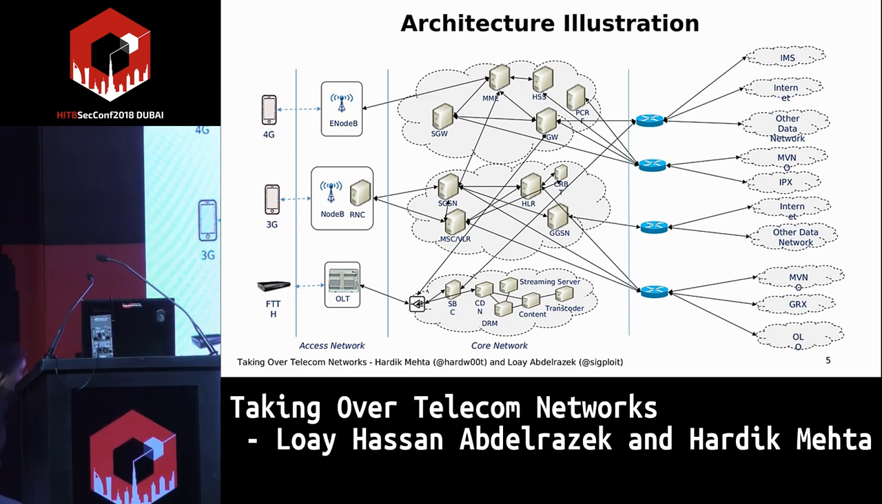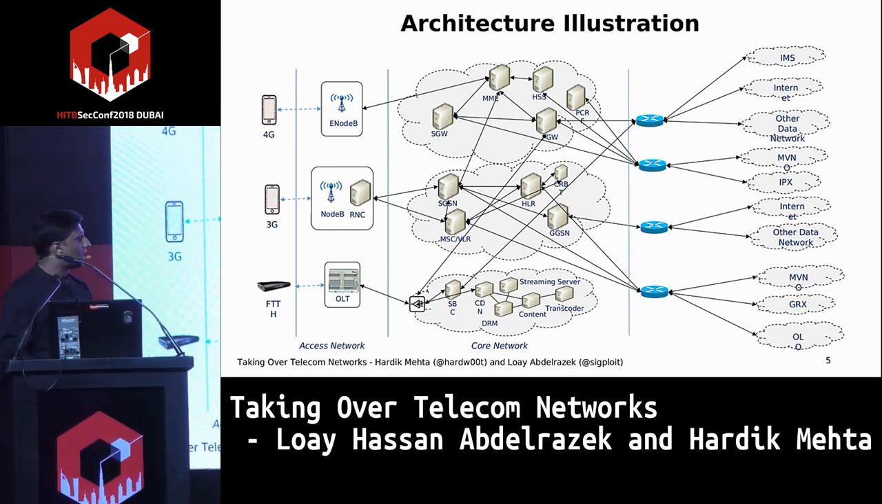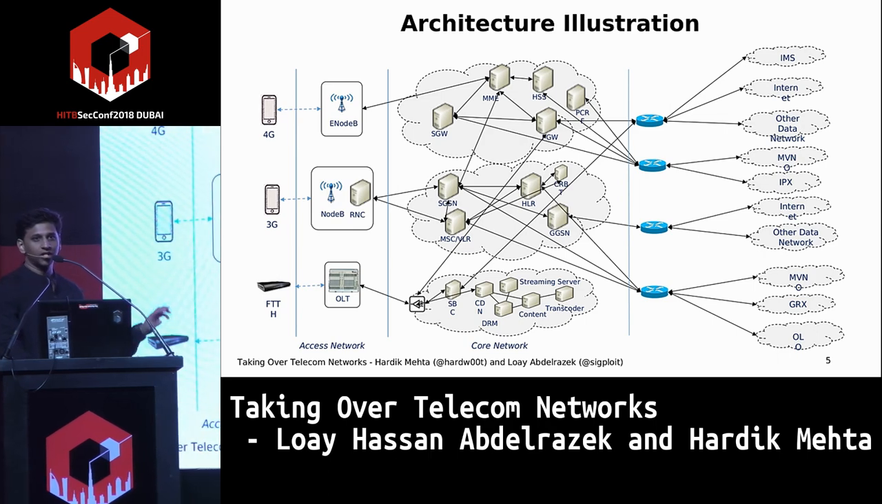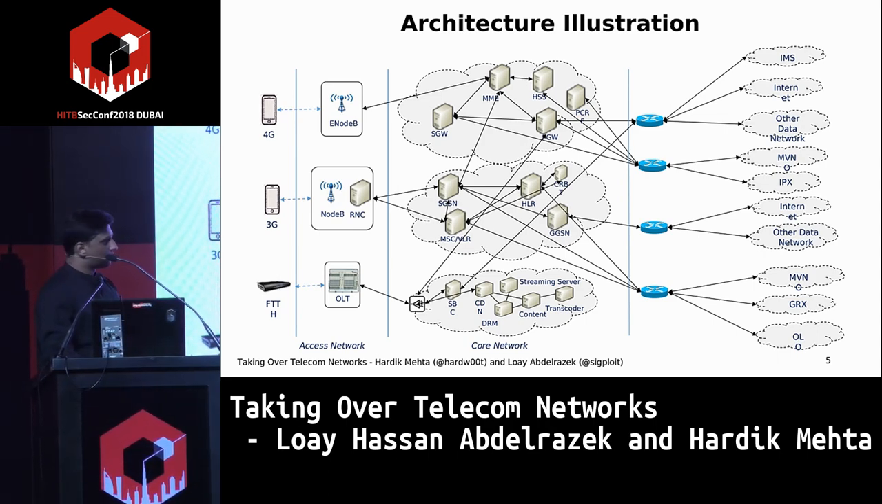Thank you, Loay. Hi, guys. Talking about the high-level generic architecture diagram of an operator, here we have taken three major categories: LTE, GSM, as well as fixed line, which is FTTH.